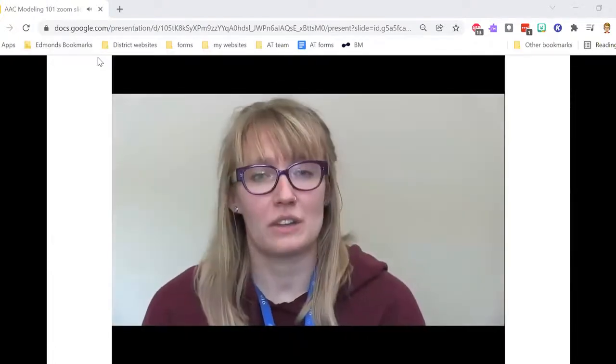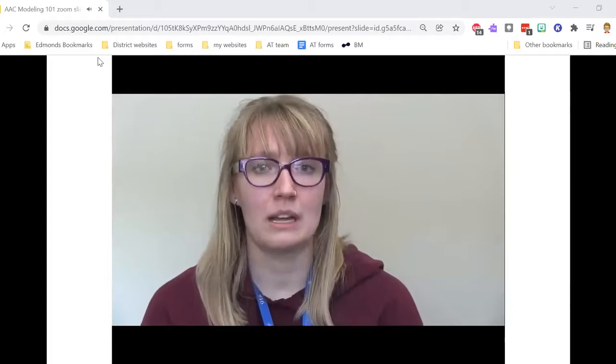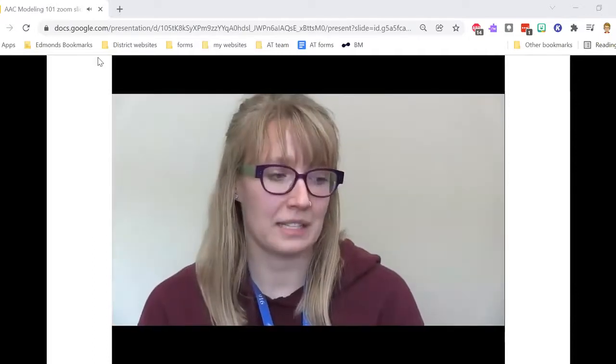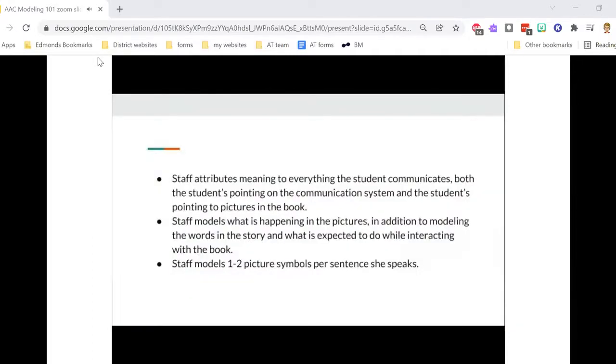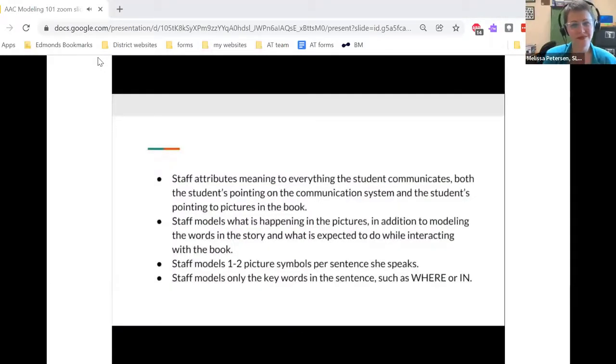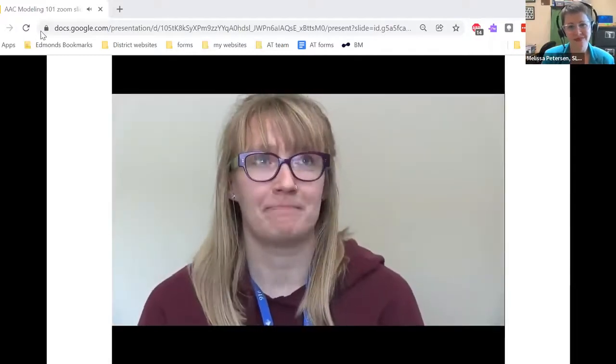In this video, I want you to notice three things. First, the staff is attributing meaning to everything the student is pointing to in the story or pointing to on her communication board. Secondly, the staff is modeling what's happening in the pictures while she's reading the book. Last, the staff is modeling only 1 to 2 picture symbols per sentence she's speaking. So she's modeling the key words in the sentence, like where or in, as she's reading the story.